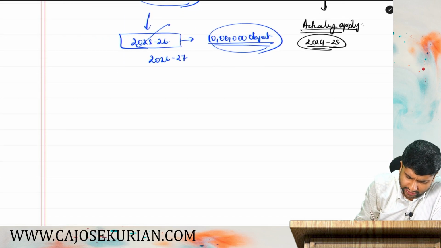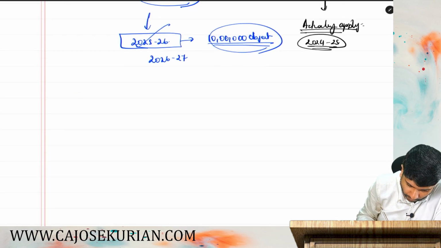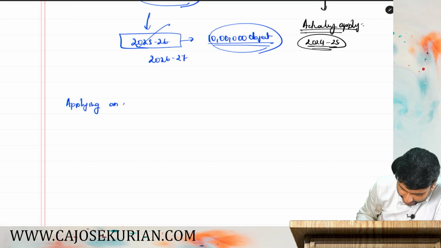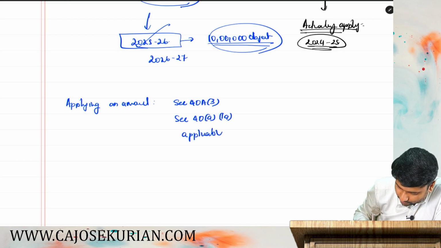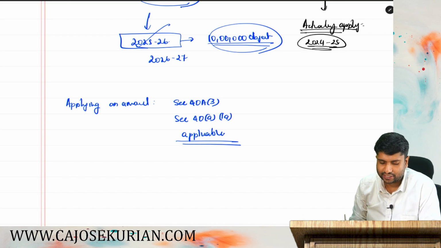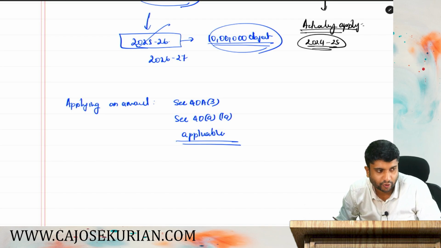Next one is also a point related to application. So, please listen. While applying an amount, section 40A3 and section 40A1A shall be applicable. What do you mean by section 40A3 and what do you mean by section 40A1A?